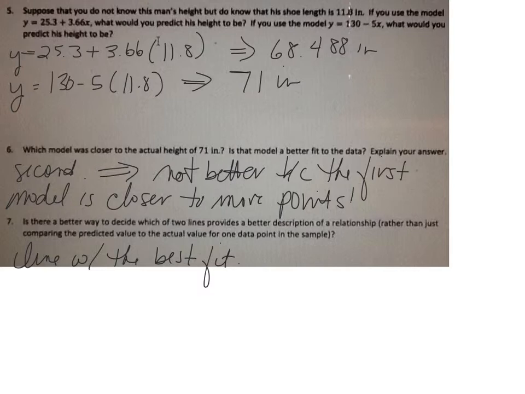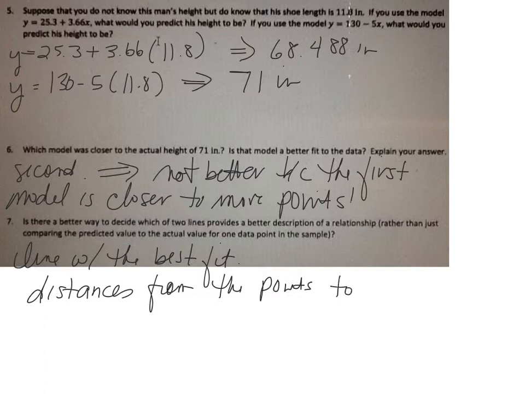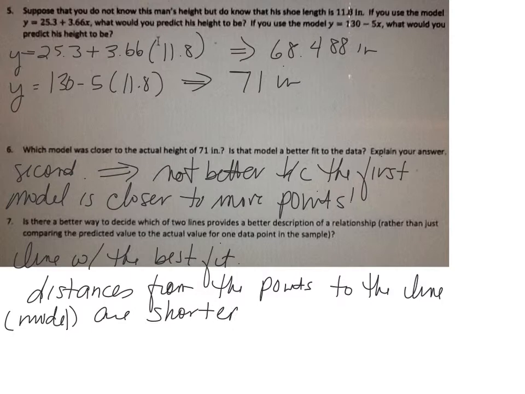So the better line is the one where the distances from the points to the line, which is the model, are shorter. So the distances from the points to the line, which is the model, are shorter. That is the line with the best fit.